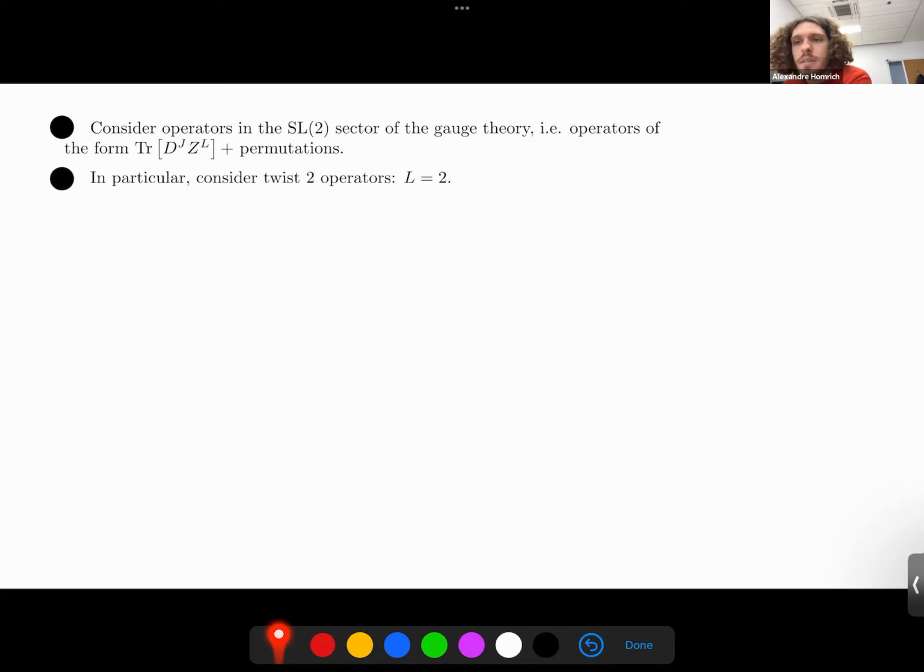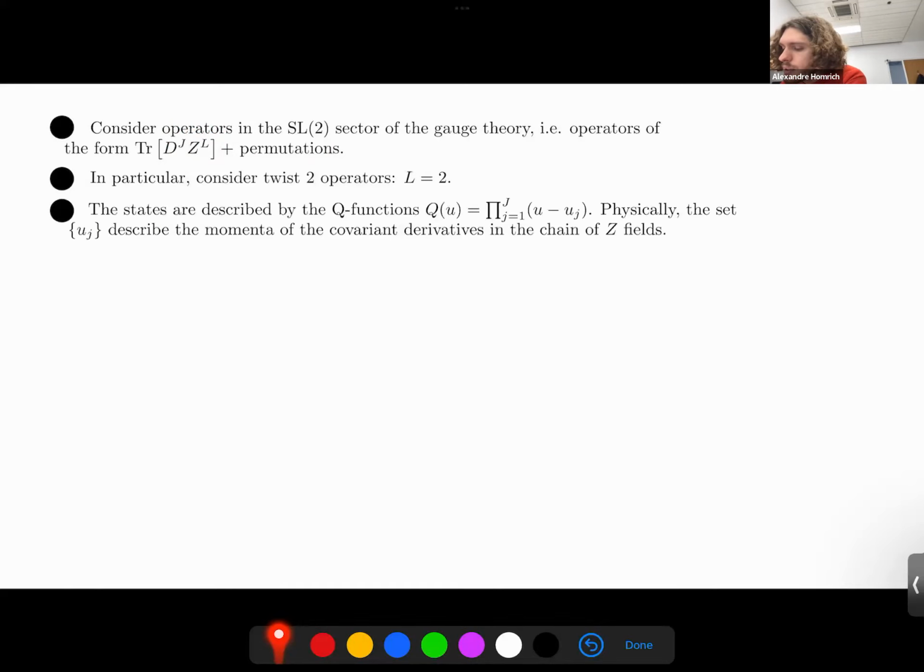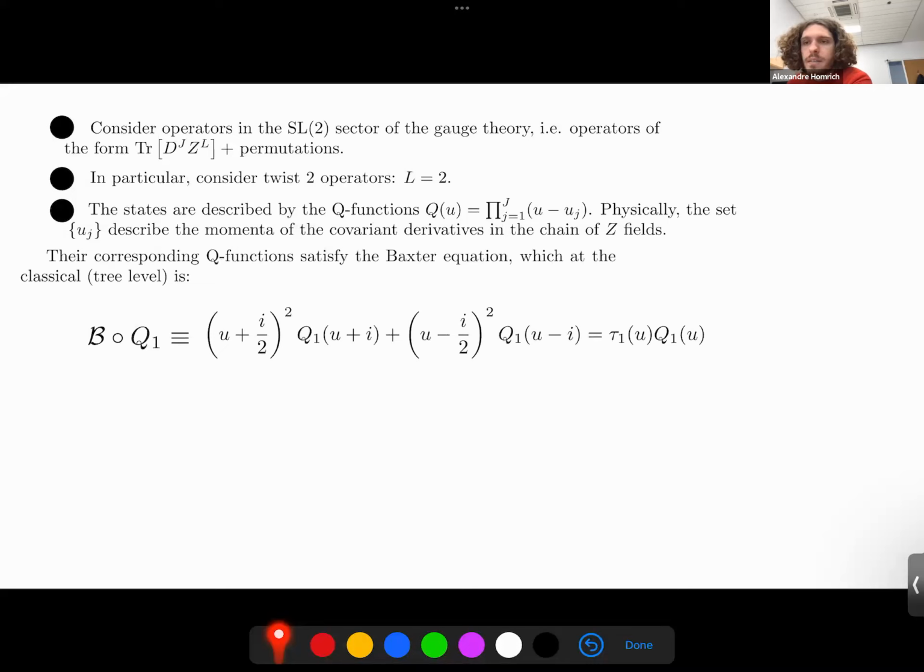In particular, let us restrict first to twist 2 operators. So L equals 2, the lowest Regge trajectory. Operators in this family are described by Q functions, which again are polynomials whose roots are labeled by u_j. For spin J, they have J roots. And physically, these roots essentially describe the momenta of these covariant derivatives inside the chain of Z fields that this trace describes. And as in the quantum harmonic oscillator, these roots are quantized.